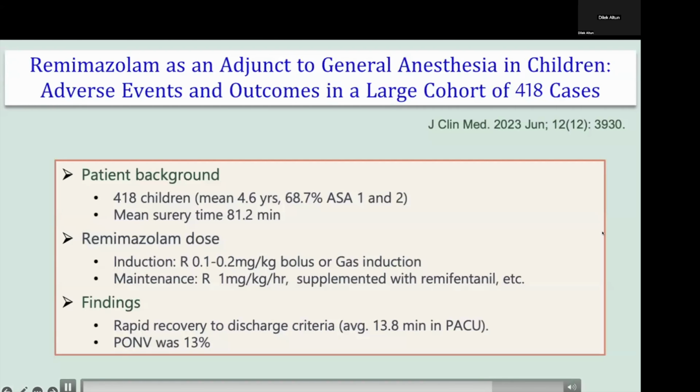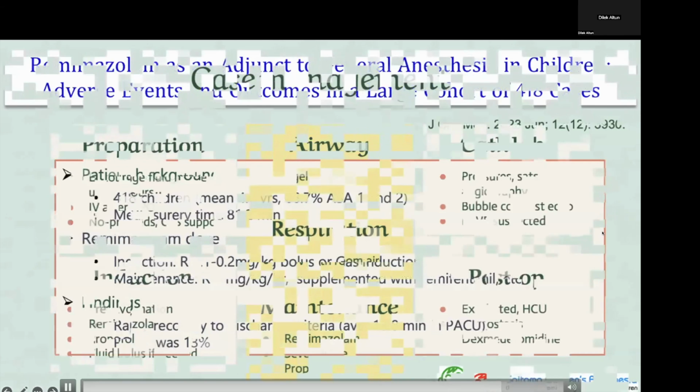If the child has IV access, we use a bolus of remimazolam for induction. If not, we begin with sevoflurane gas induction. Maintenance is typically at 1 mg in ICHAR, often supplemented with remifentanil. Overall, remimazolam has provided satisfactory anesthesia, with rapid recovery and a comparable rate of adverse reactions.